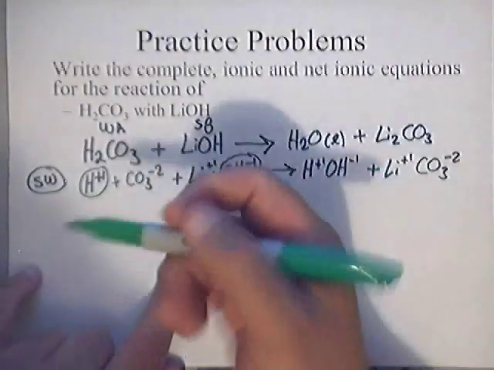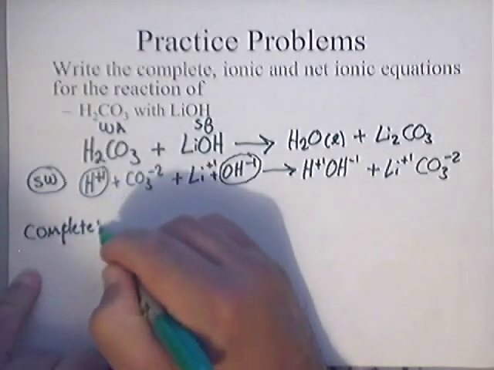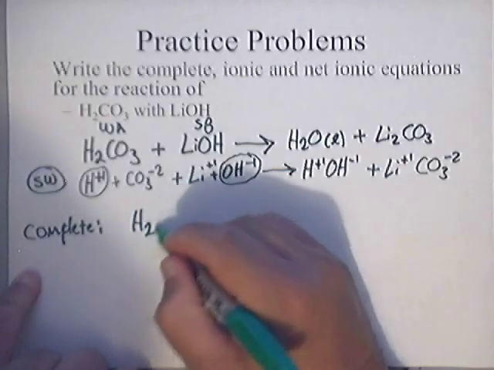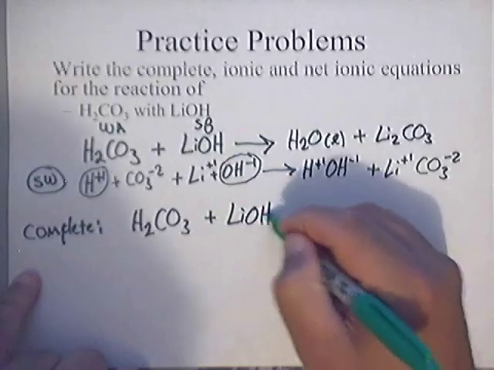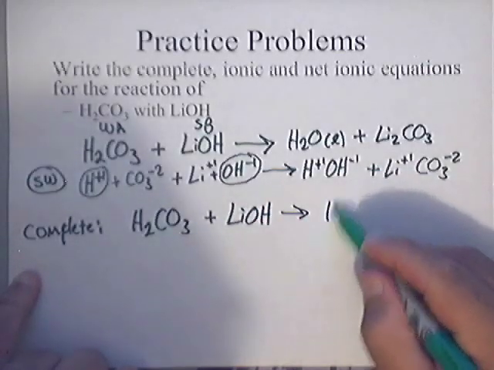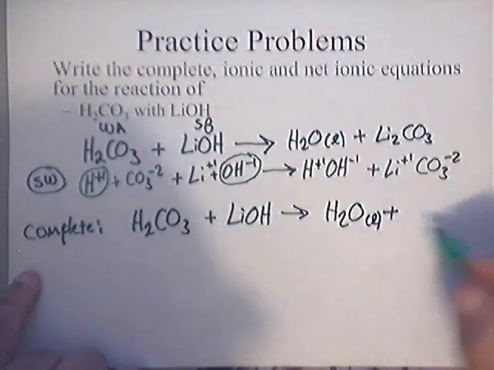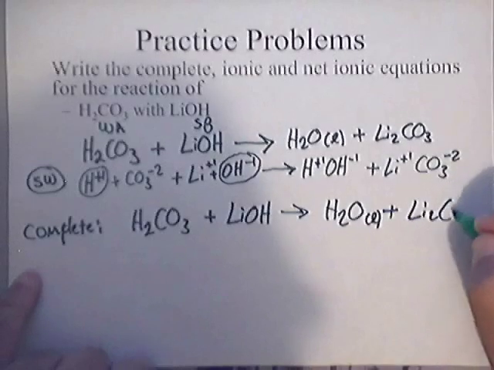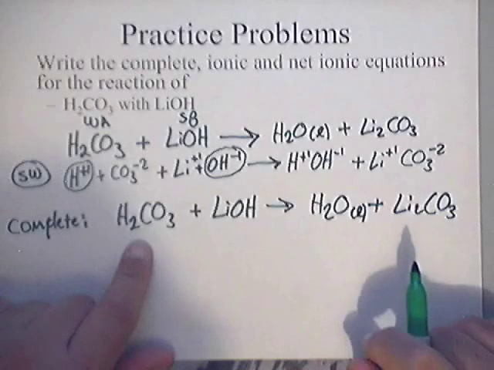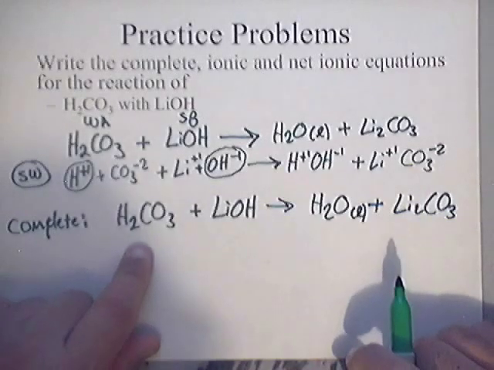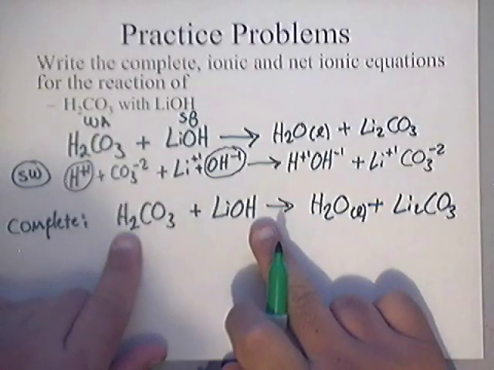Now, let's go ahead and write the complete equation, and make sure that once you write it, it's balanced. We've got H2CO3 and LiOH yielding water, which is H2O, and don't forget to write L for liquid, and the Li2CO3. Now balancing it, well, let's see, hydrogens, I know they're not balanced because I see 2 here, and here I see 3.